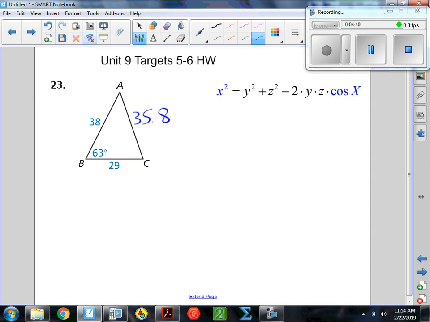Okay, so nothing's highlighted. I have one angle, B is 63 degrees. I have all three sides. I want to find another angle. You can pick A or C.